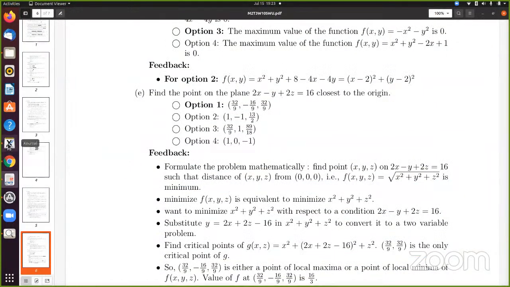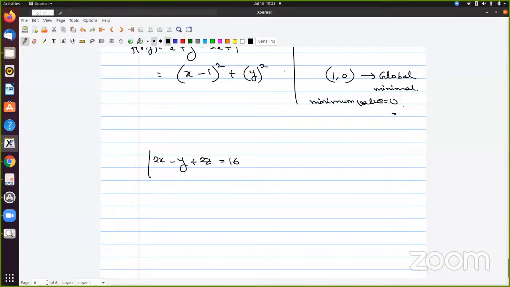Yeah, right. And suppose this is your xyz axis. We have a plane like this.